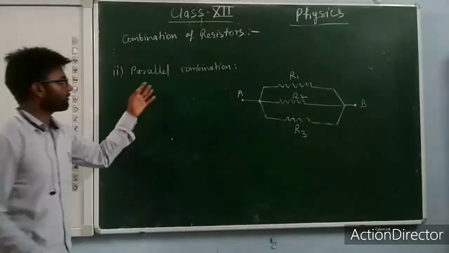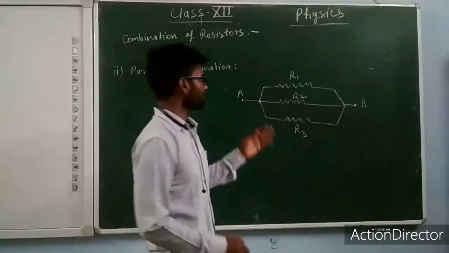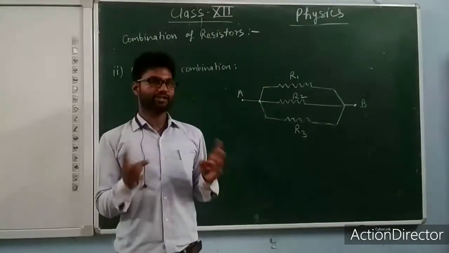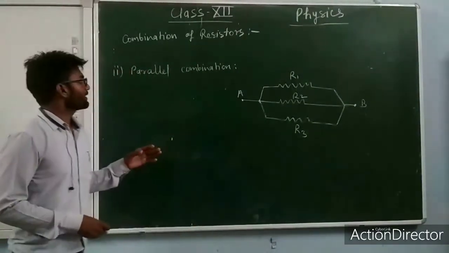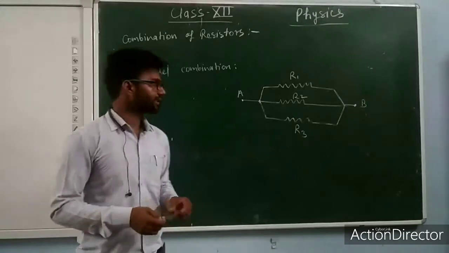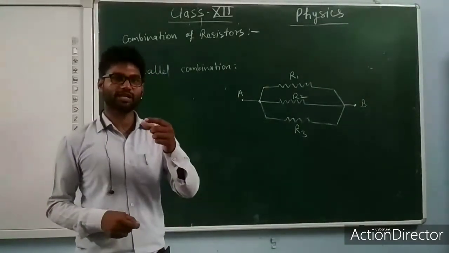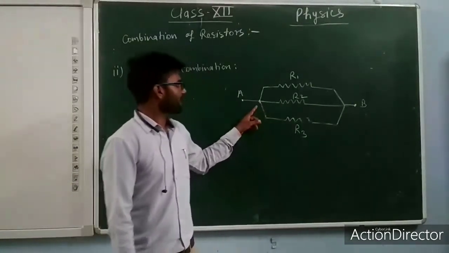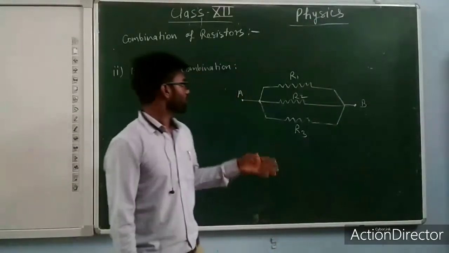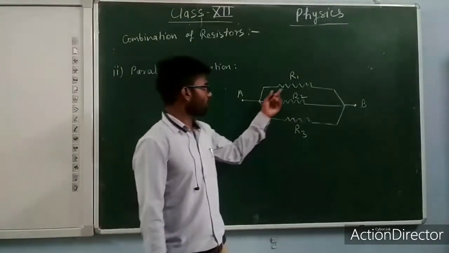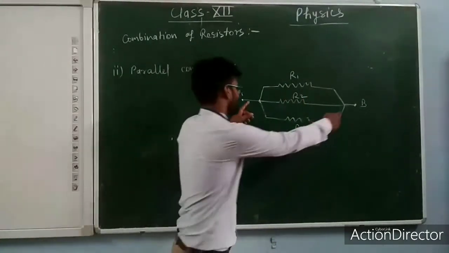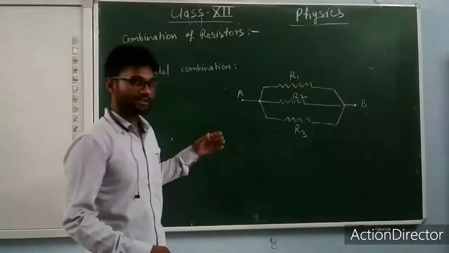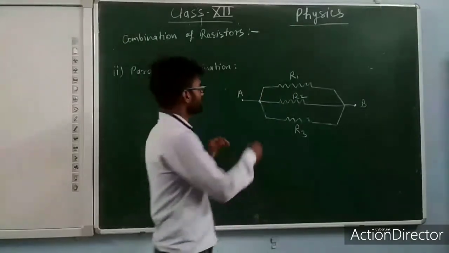So what is the property of parallel combination? In parallel combination, the potential difference across each resistor is same, as we have already seen the property of series combination. In series combination, the current value is same for each resistor, but in parallel combination, the voltage value across each resistor is same. Why the voltage value is same? Because all the resistors are connected across the same point. So what will be the governing condition here? The voltage across each resistor is same, right?